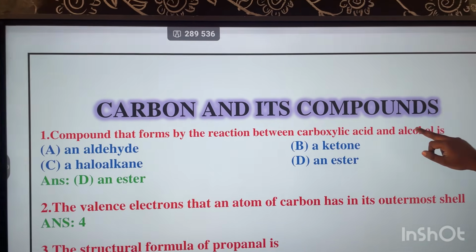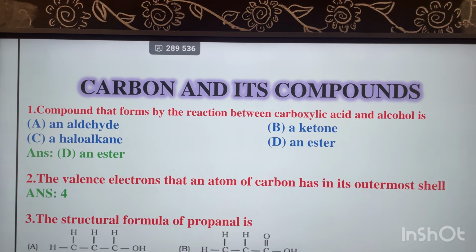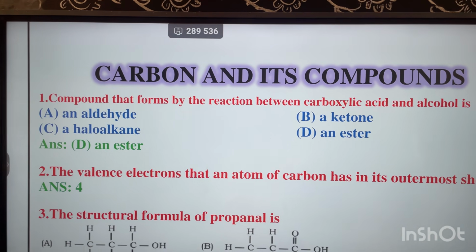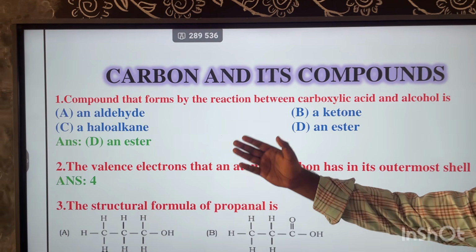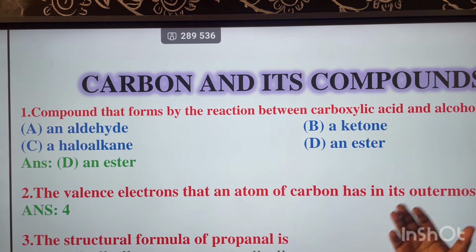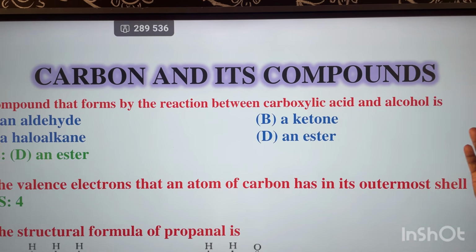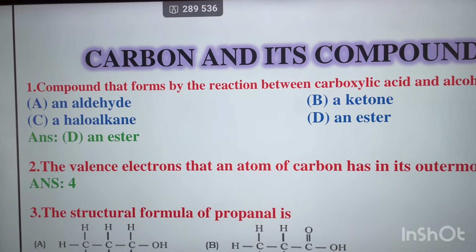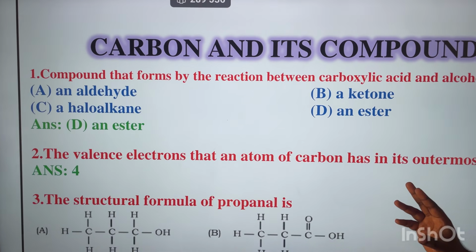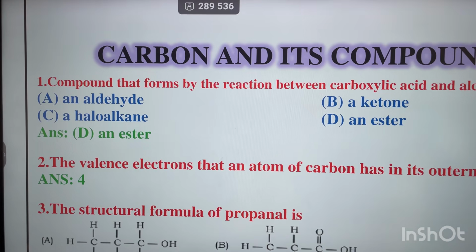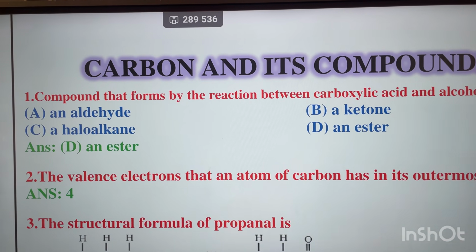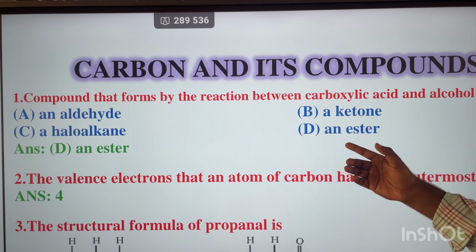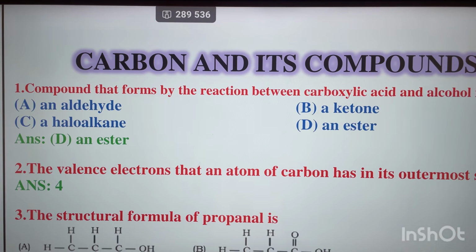Next chapter, the most important chapter for examination, carbon and its compounds. First question, the compound formed by the reaction between a carboxylic acid and an alcohol is, this is an esterification reaction. Options are also given: A aldehyde, B ketone, C haloalkane, and D ester. D is the correct answer, esterification reaction.